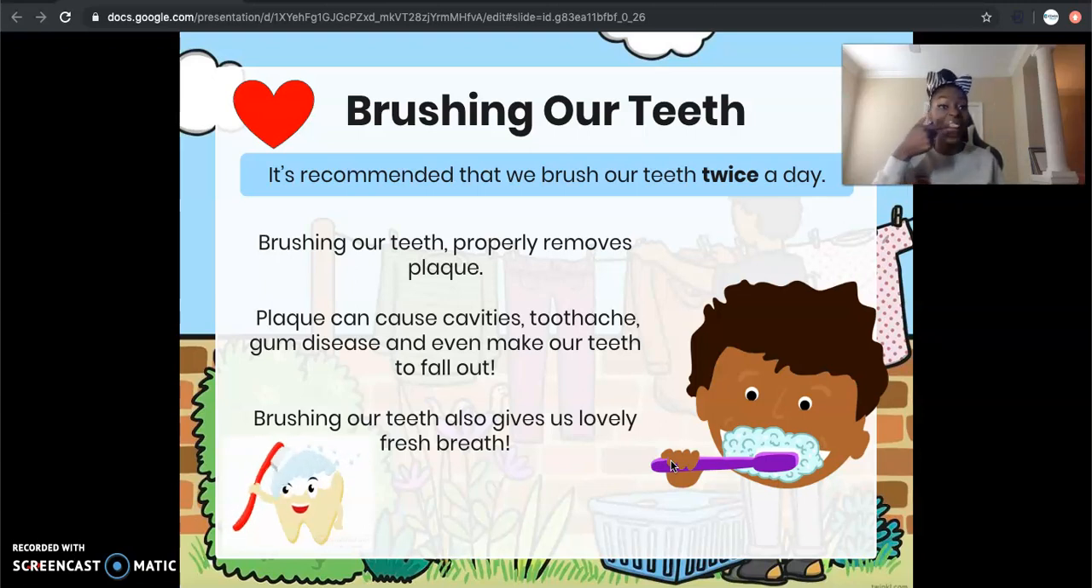properly removes plaque. So if we run our tongue across our teeth, we're going to feel something. That's plaque that you're feeling. Plaque can cause cavities, toothaches, gum disease, and it can even make our teeth fall out. Yikes. But brushing our teeth is going to stop that. And brushing our teeth also gives us lovely fresh breath.